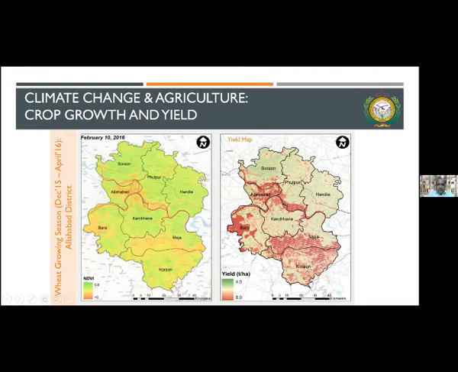This is the peak growing season in February. But we can see some low NDVI areas, and these low NDVI areas in turn have given you low yield. We can see that in the yield map. This is what I was talking about.